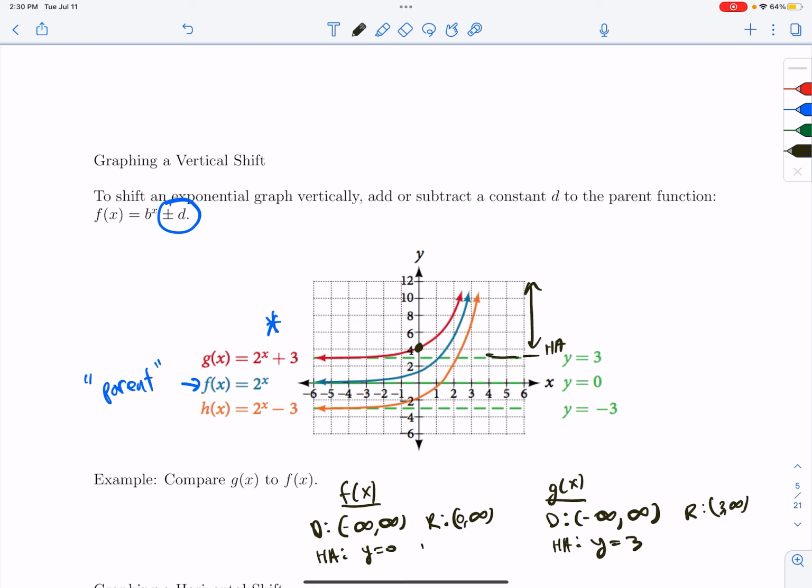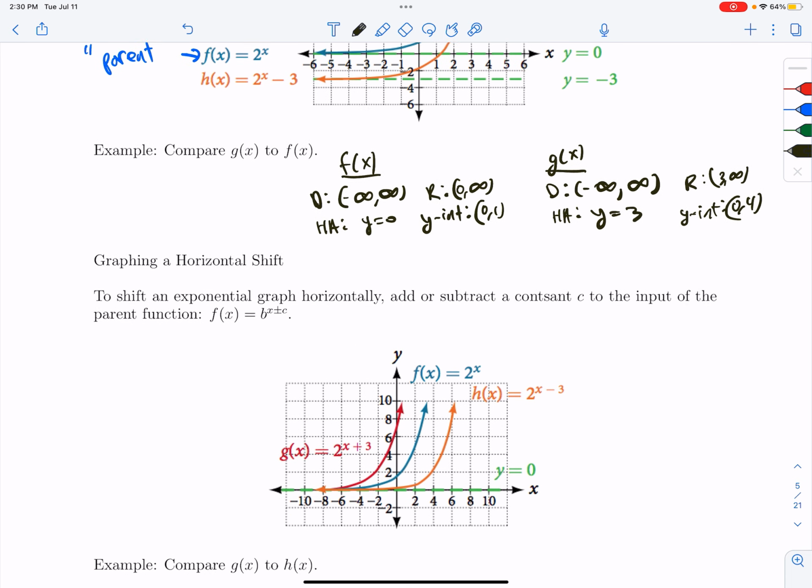And then lastly, the y-intercept. The y-intercept for the parent function is 0, 1. For g of x, it's 0, 4. Y-intercept 0, 4. So when we talk about comparing these functions, this is kind of what we want to do. We want to discuss the key features of each graph.